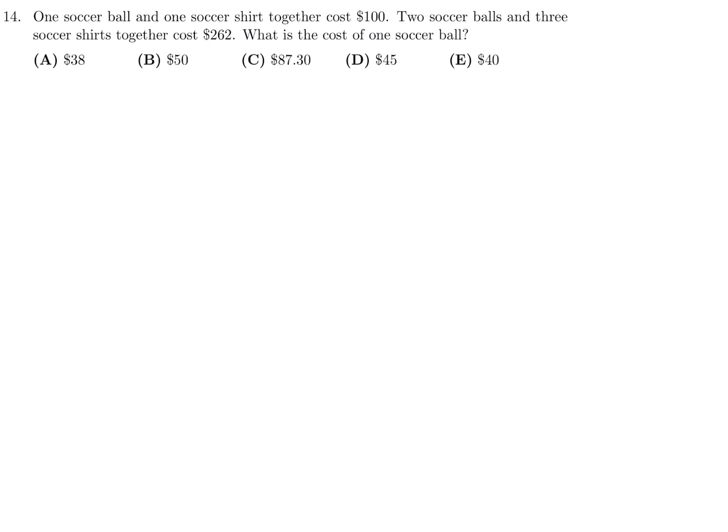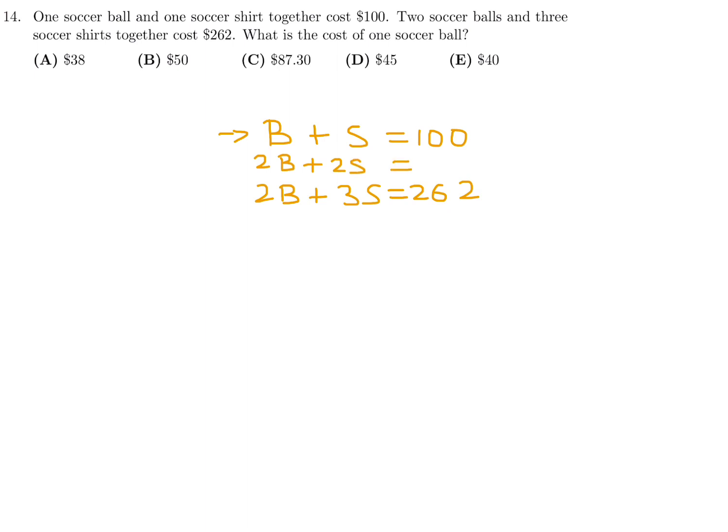1 soccer ball and 1 soccer shirt cost $100. 2 soccer balls and 3 soccer shirts cost $262. What is the cost of 1 soccer ball? Ball plus shirt, $100. 2 balls plus 3 shirts, $262. Okay, 2 equations, 2 variables. Let's solve. Let's multiply this guy by 2. We get 2b plus 2s is equal to 200.